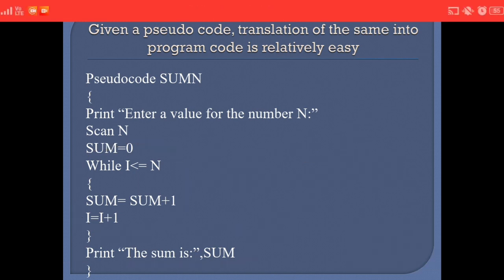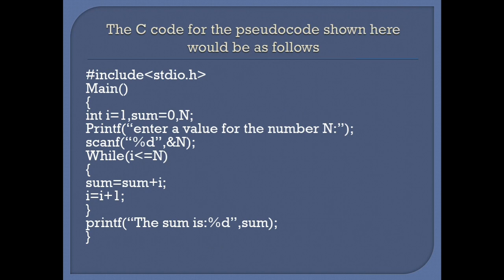So after developing pseudocode, we need to translate the pseudocode into program code. That is very easy. Translation of pseudocode into program is easy. Let's see the C code for the pseudocode shown here. Remember that every C program must contain preprocessor statements, those are hash include stdio.h. I will discuss all these small topics in further videos.